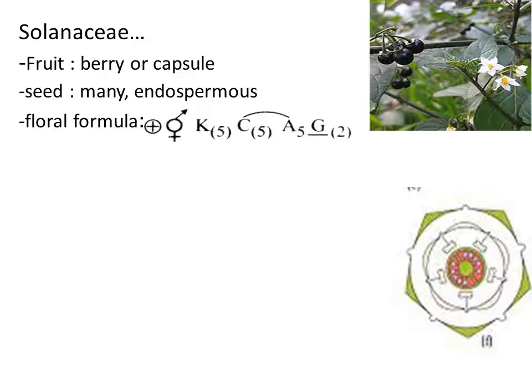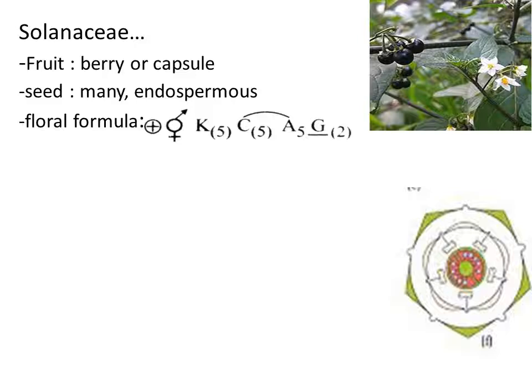That means male and female reproductive whorls are present in the same flower, so we have to write the bisexual flower symbol. Yes, let us come to the whorls. The first whorl is calyx. It is represented by the symbol K, capital K.